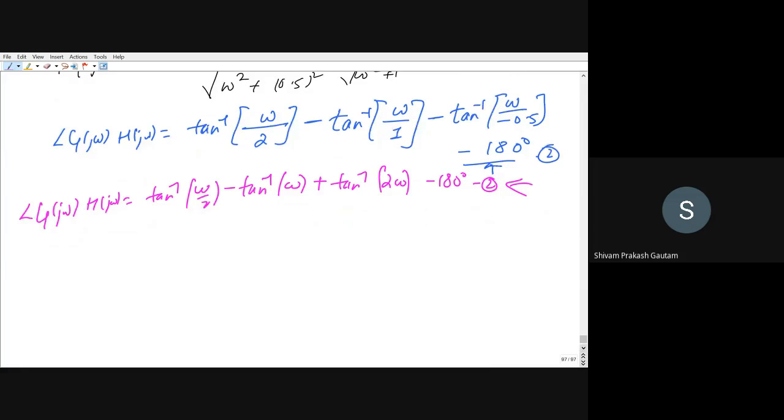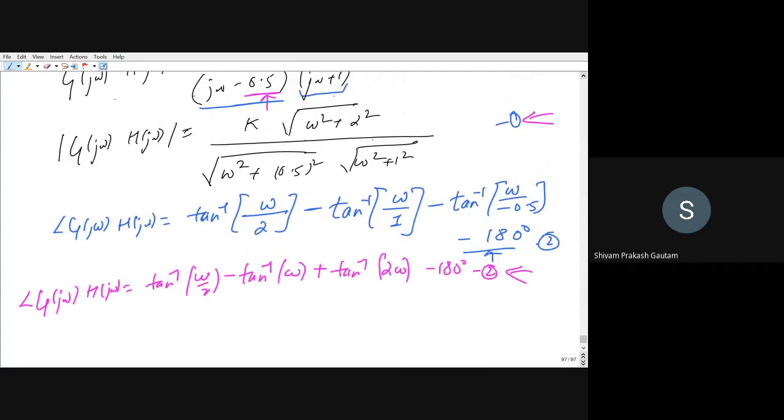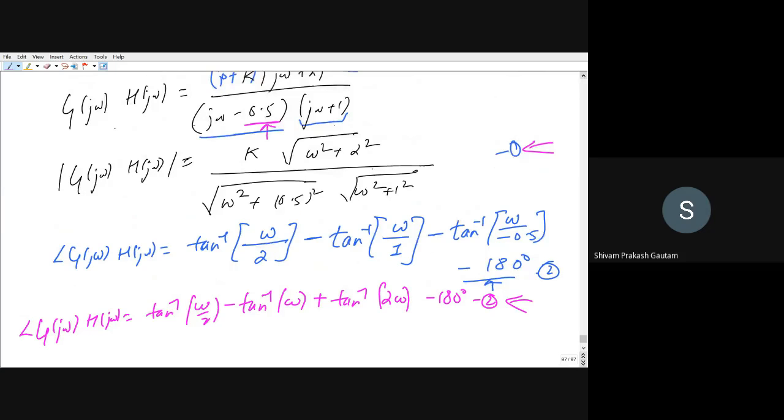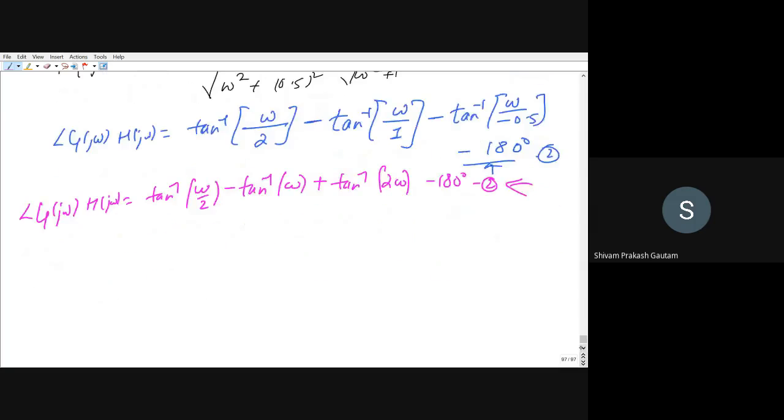Is it okay? These two equations are okay, or is there any doubt? Just check and let me know. Is there any doubt in this? No, sir. Okay. Now we will see.